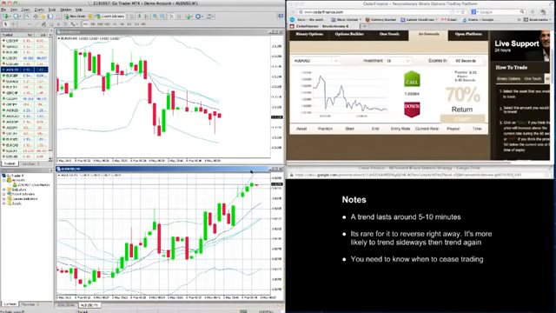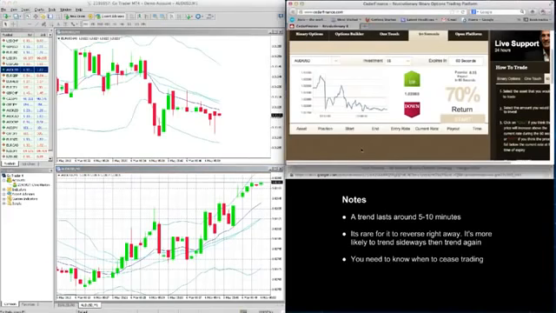So we'd probably stop here now and just totally forget about this particular trend. So I didn't win or lose on that one. I put in a test trade, won that one. The next one I actually lost.